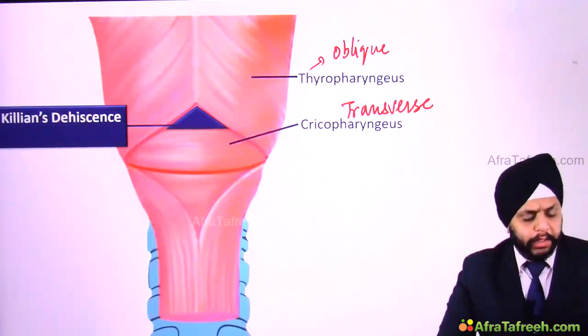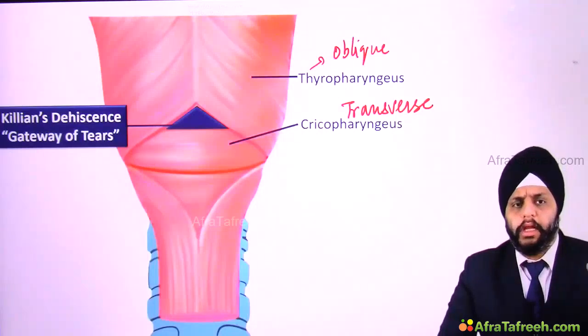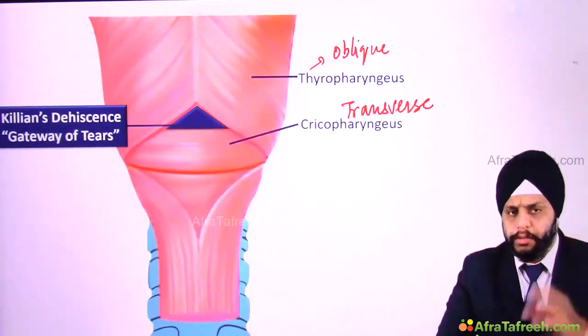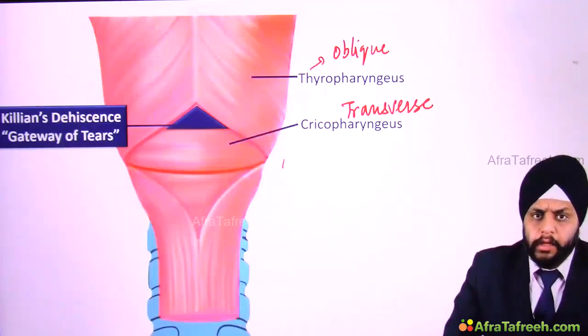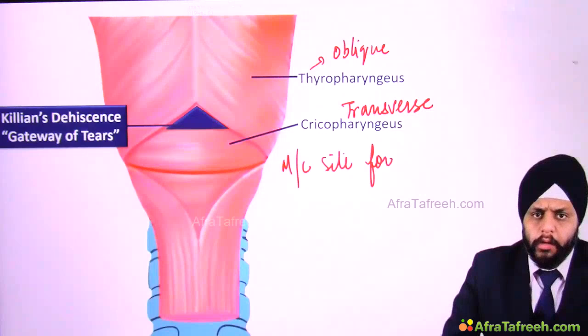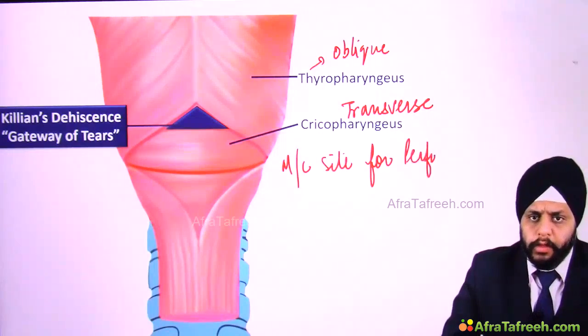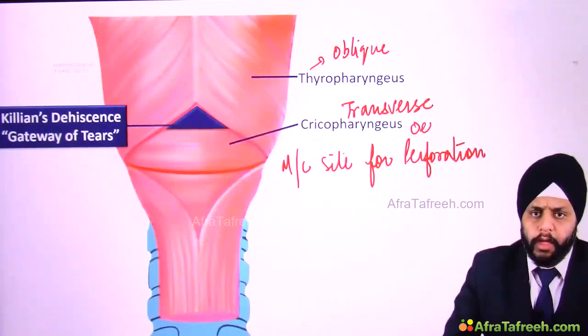Remember, Killian's dehiscence is also known as gateway of tears. Why is it known as gateway of tears? You see, Killian's dehiscence is the most common site for esophageal perforation. It is the most common site for esophageal perforation.